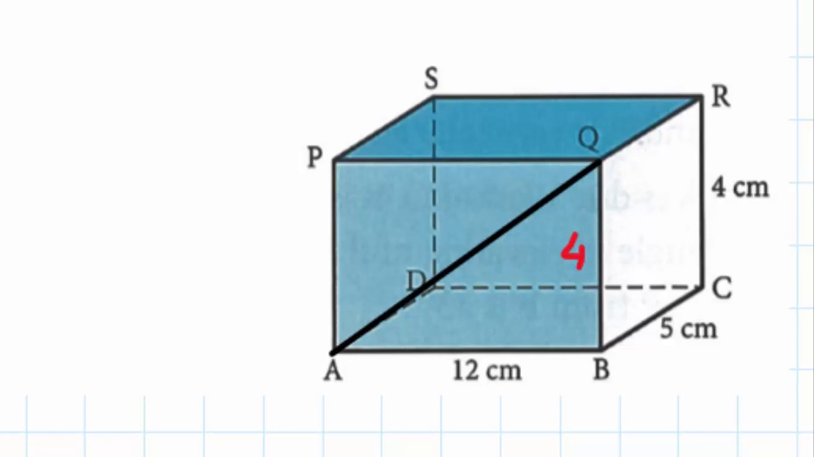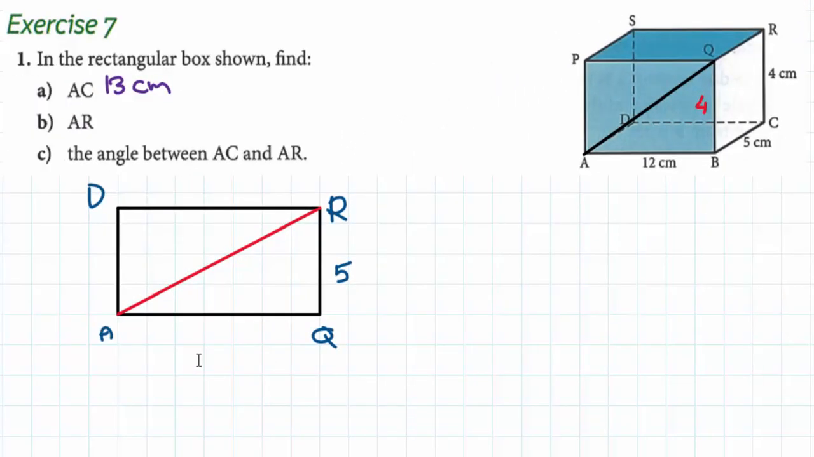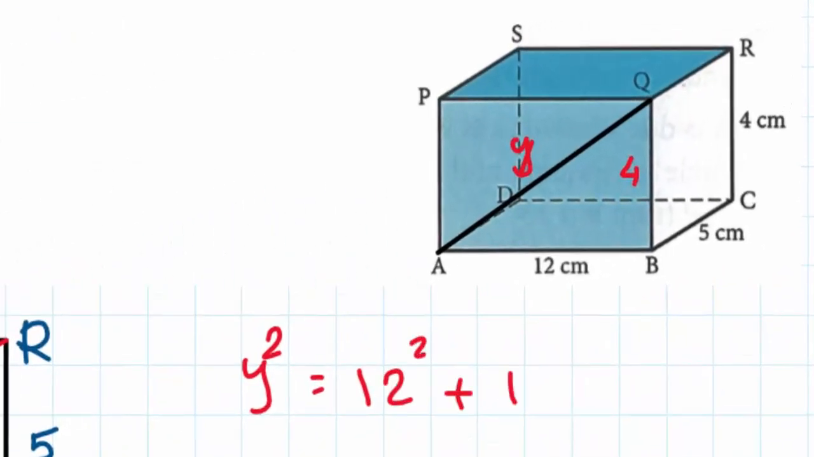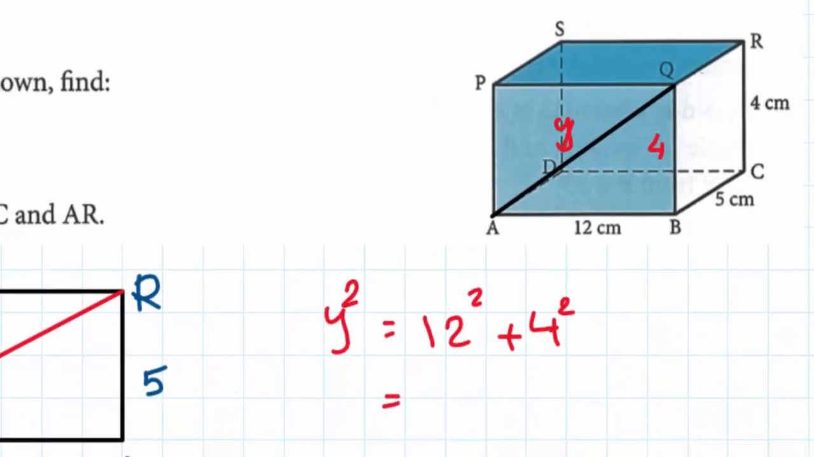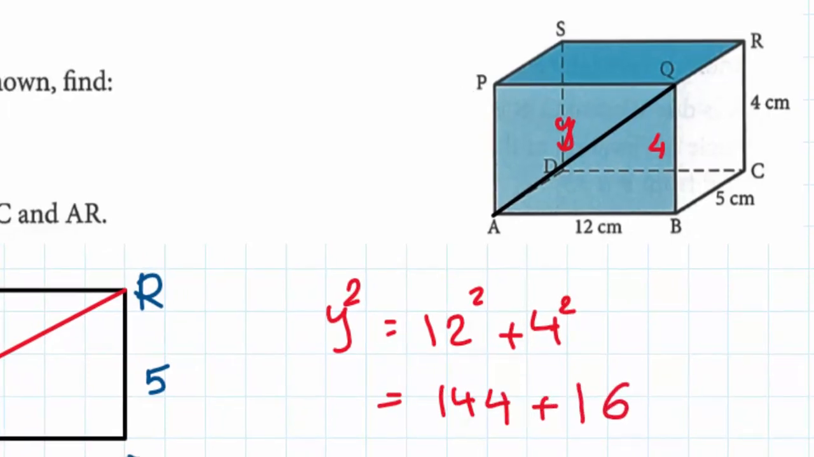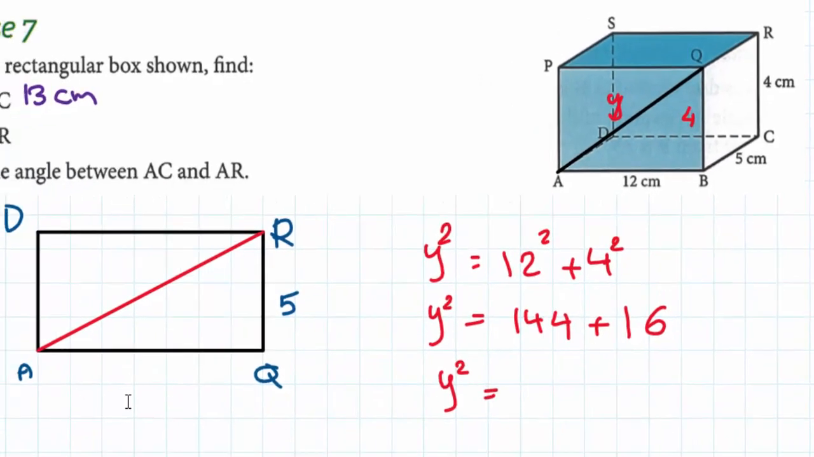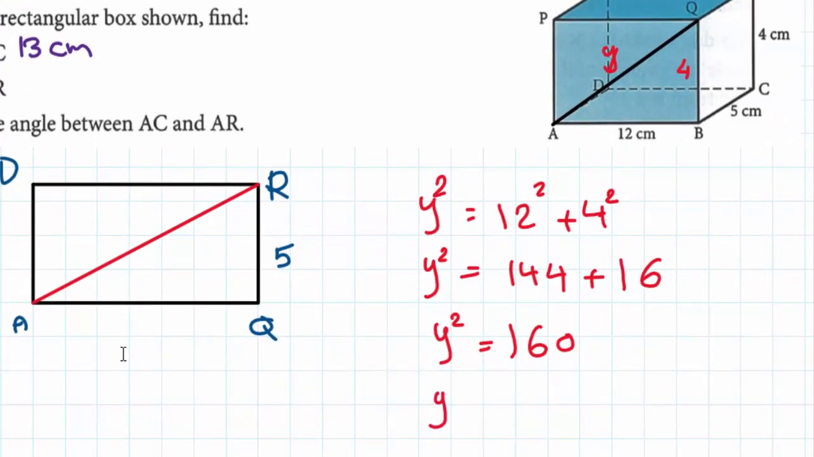Now let's use Pythagoras to find AQ. Let's call AQ y. Then y square is equal to 12 square plus 4 square. Then 12 square is equal to 144 plus 4 square is equal to 16. Then y square is equal to 160. And to get rid of this power 2, y is equal to the square root of 160.